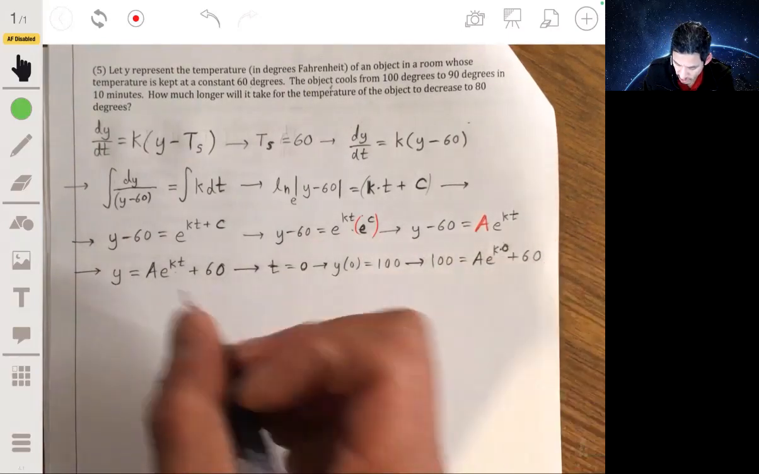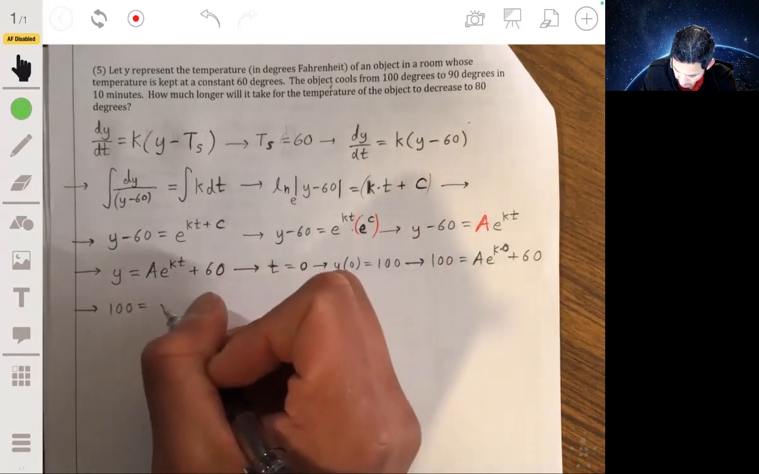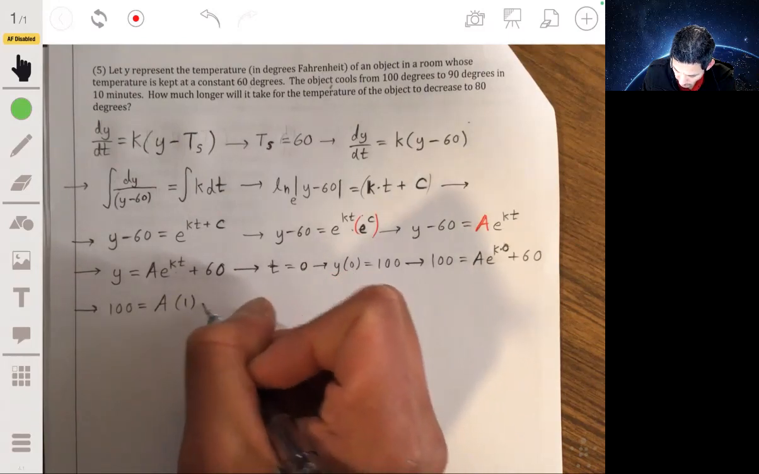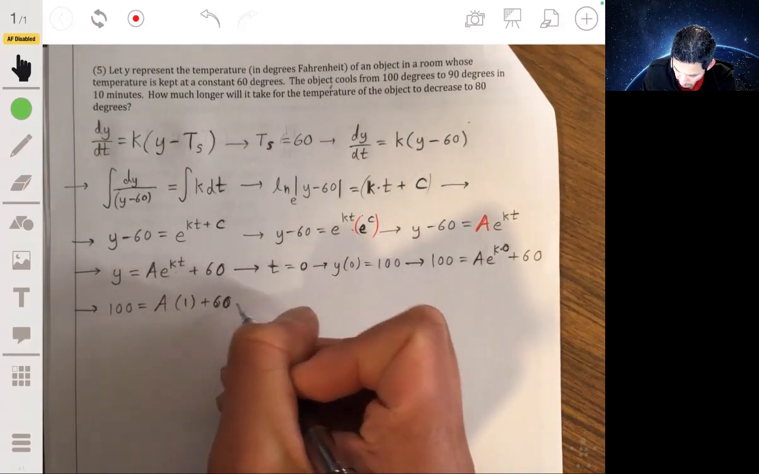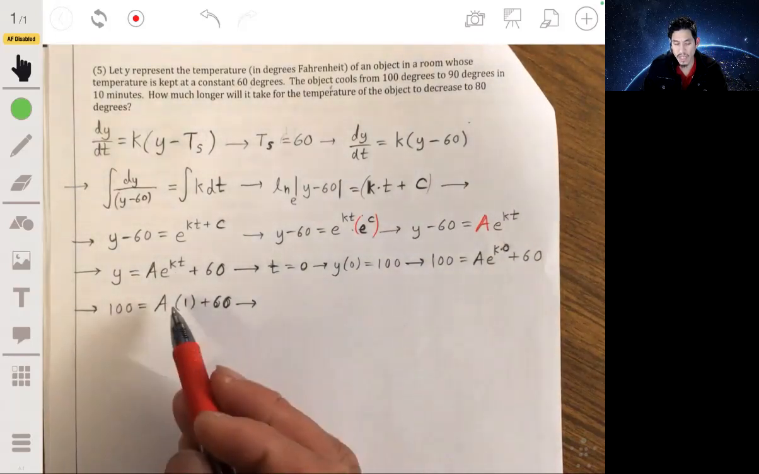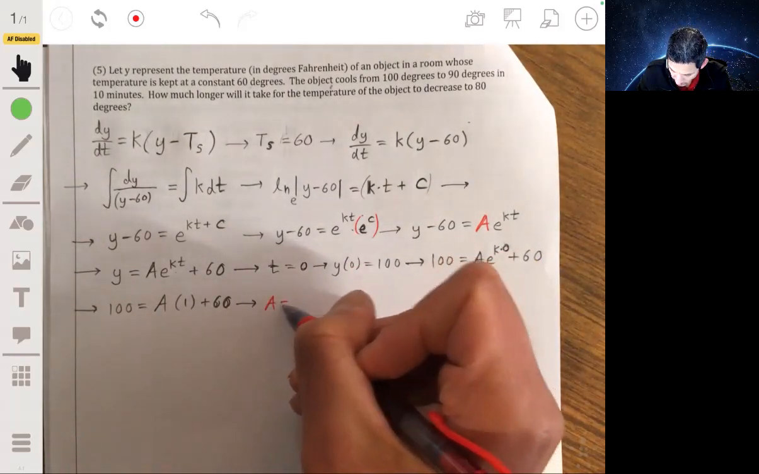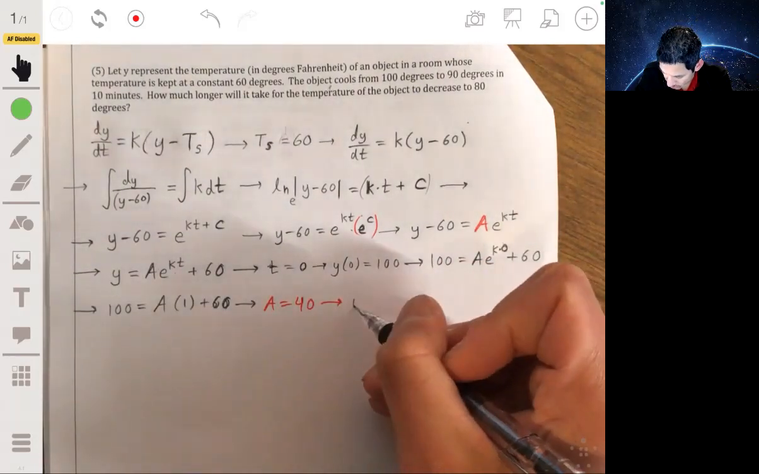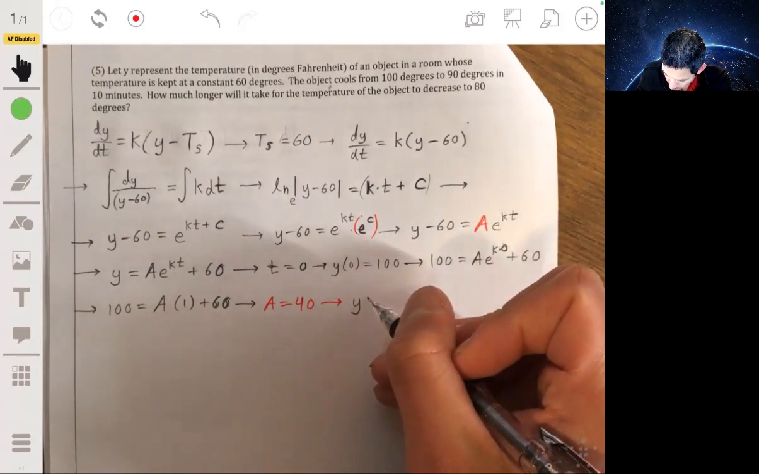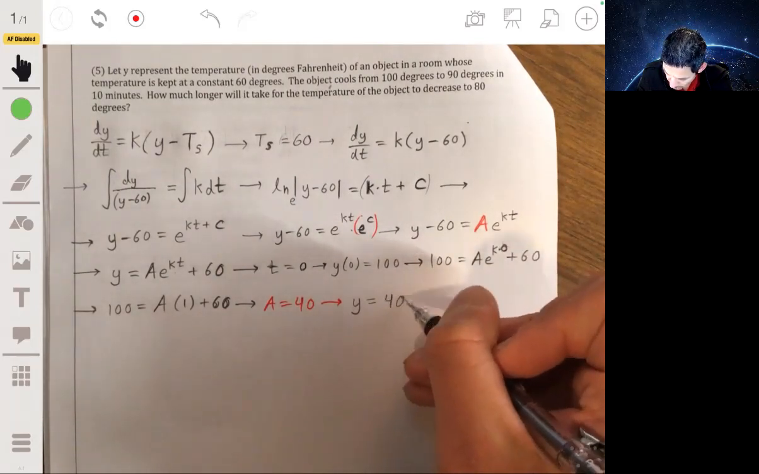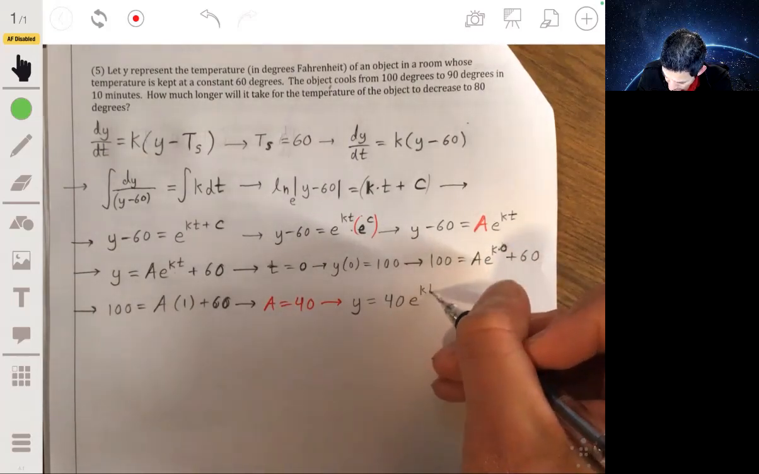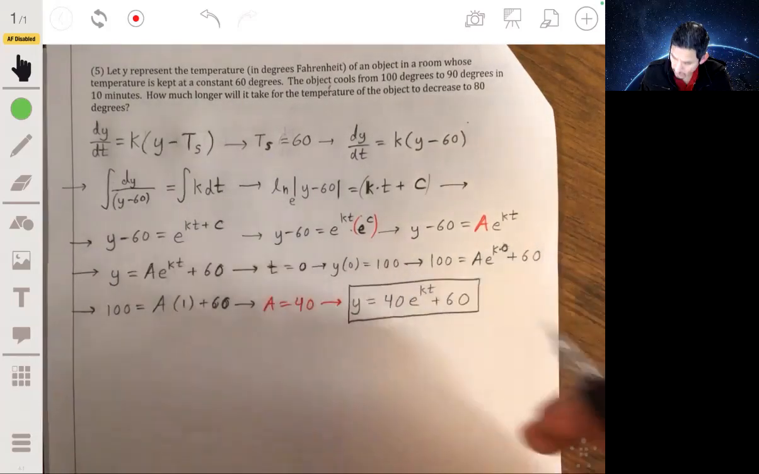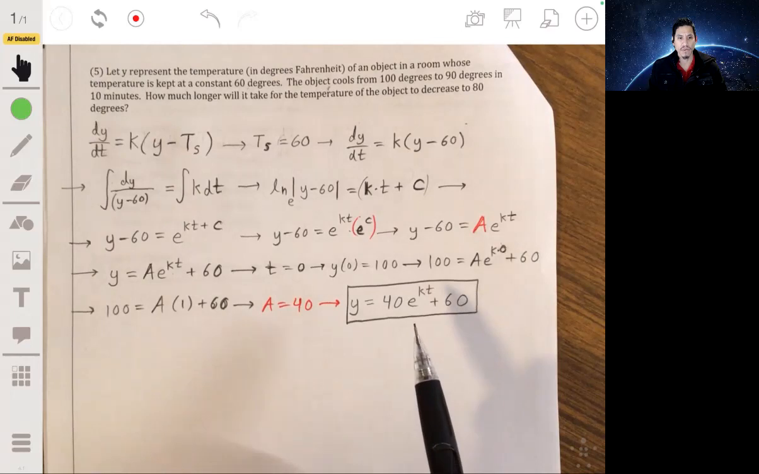E to the 0 is just a 1. So all you have here is 100 is equal to a times 1 plus 60. And then a is going to be 40. Then your equation for y is just going to be 40e to the kt plus 60. Okay, that's our equation for y.